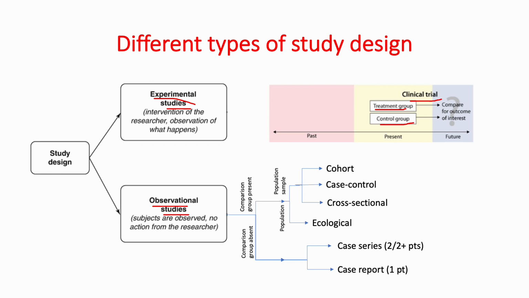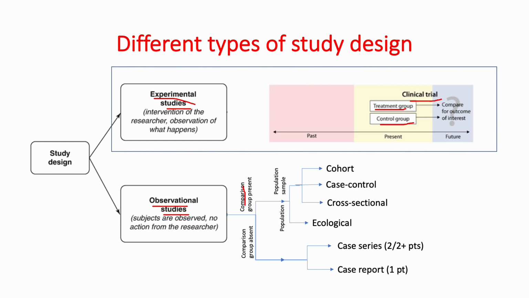Now, considering the observational studies, we can have two types of study designs. One in which there is a comparison group, and in this case they are the cohort, case control, cross-sectional and ecological studies, and another type in which the comparison group is absent. These studies are the case series and the case report. Case series and case reports are generally the description of atypical or unique clinical cases. A case series generally describes multiple patients, so two or more patients, whereas a case report generally describes just one clinical case, so just one patient.